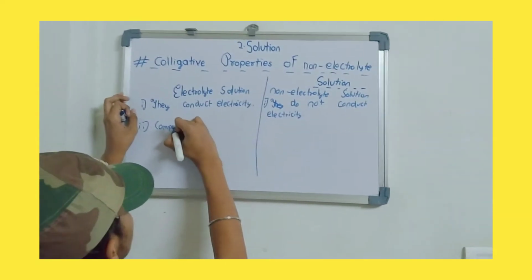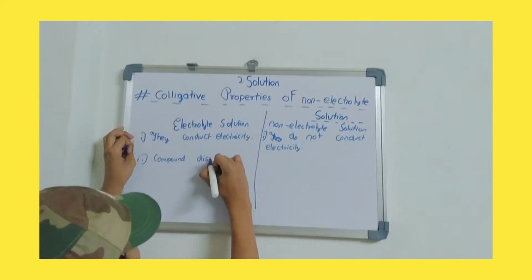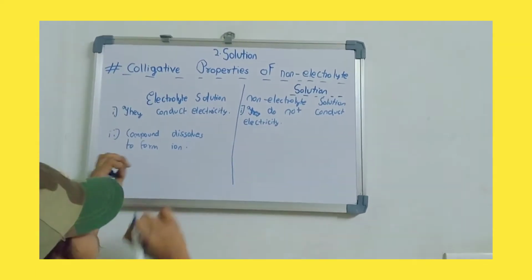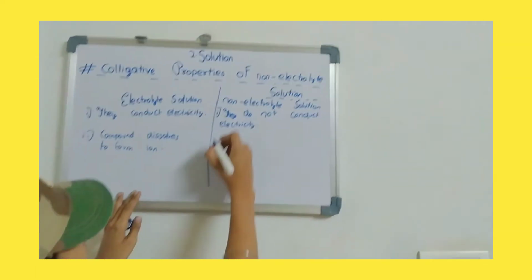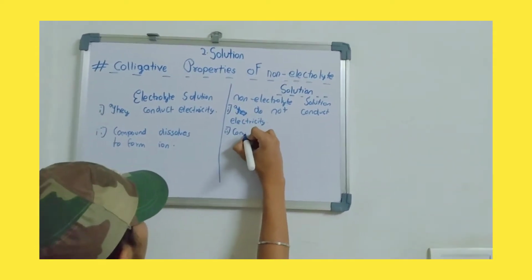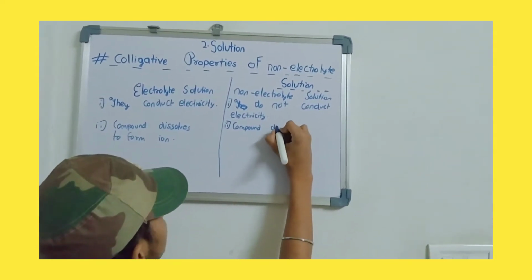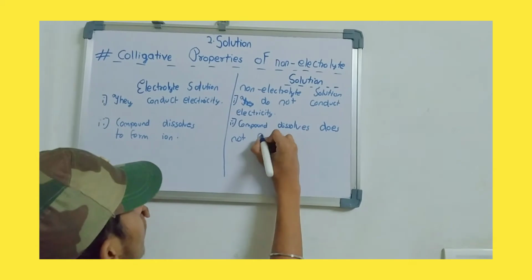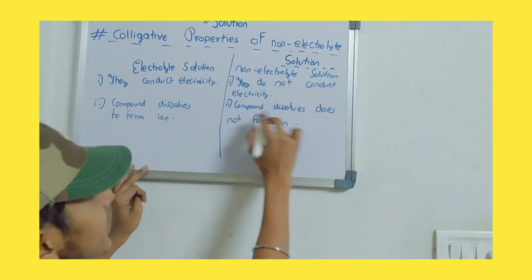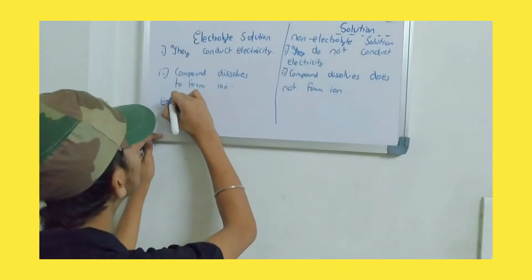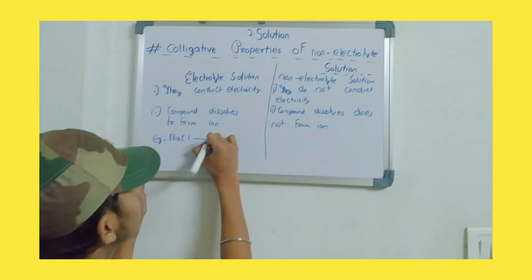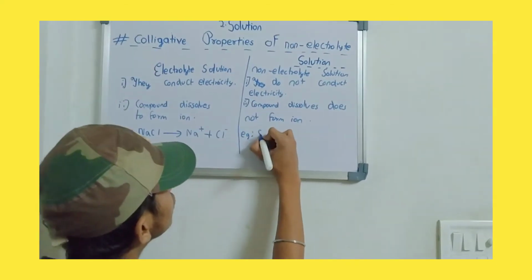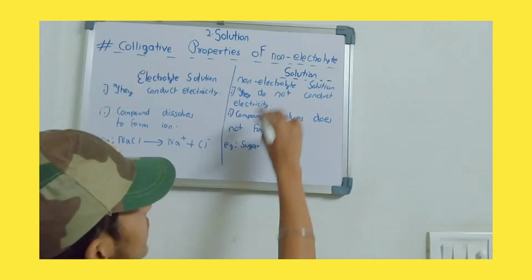And the second point is about the compounds. When the electrolyte compound dissolves, it forms ions. Here, when the compound dissolves, it does not form ions. Here the electrolyte solution example is NaCl, which on dissolving gives Na plus and Cl minus, and the example here is sugar. So these are the non-electrolyte solutions.